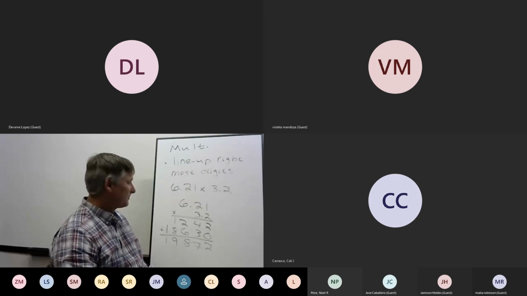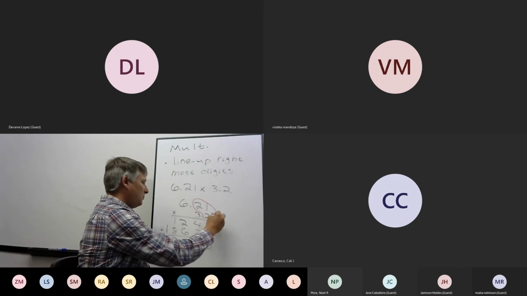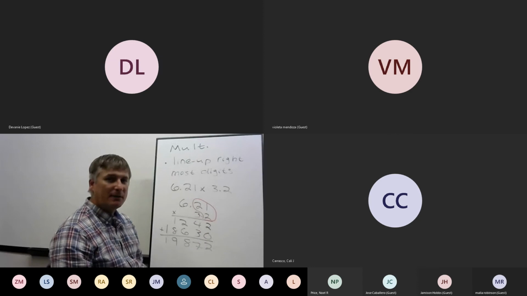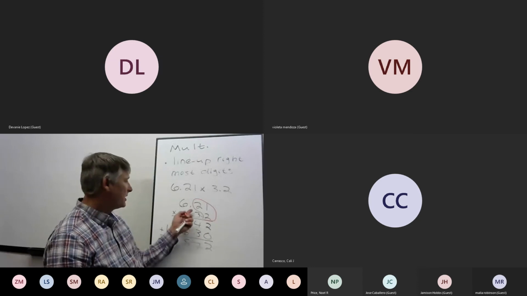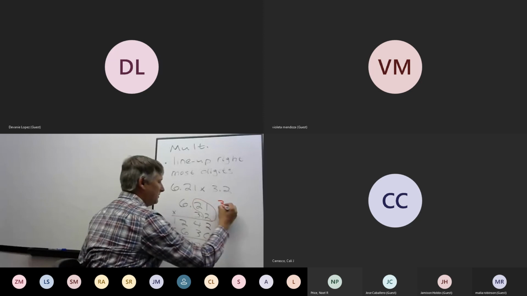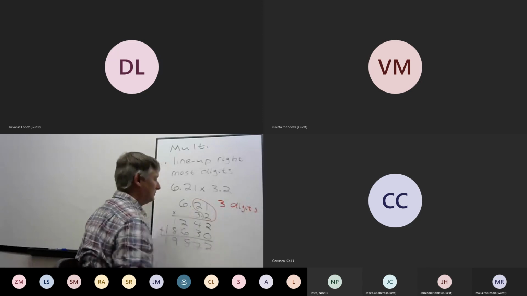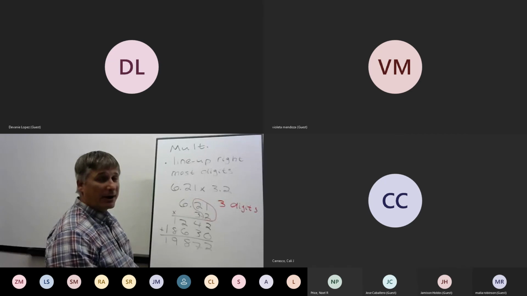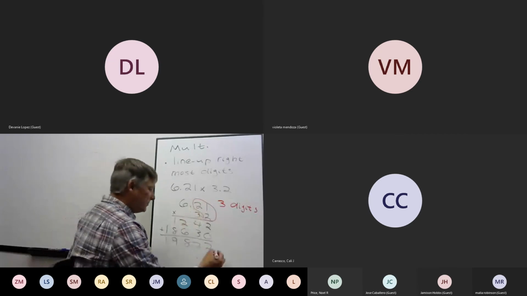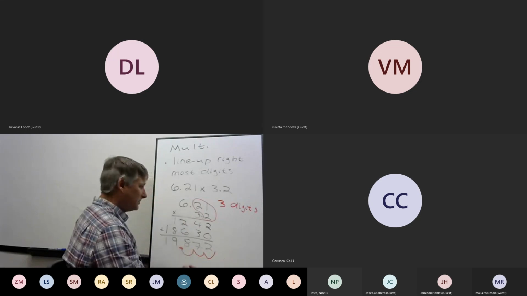Now let's take a look at this. We have 1, 2, 3 spots behind the decimal, or 3 digits that are behind the decimal point. So we have 3 digits. For our answer, because we have these 3 digits, we're going to move a decimal over 3 places.